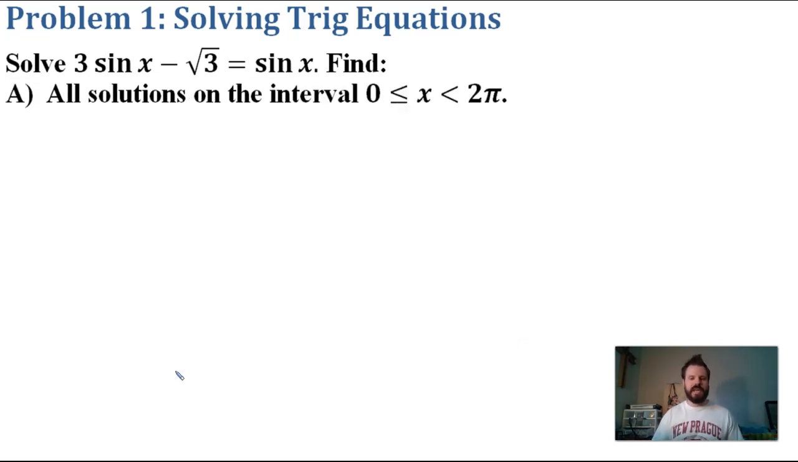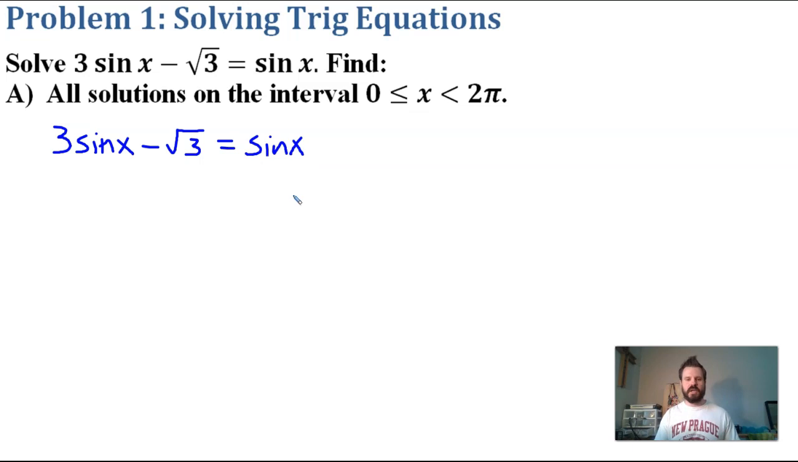Now we'll start off with part A because I'm going to say that's the more straightforward question to answer. So we want to solve 3 sine x minus root 3 is equal to sine x. We want to figure out what x makes this equation true here. Now this looks kind of ugly, but my approach is going to be to turn it from an ugly trig equation into something simpler like we looked at last section.